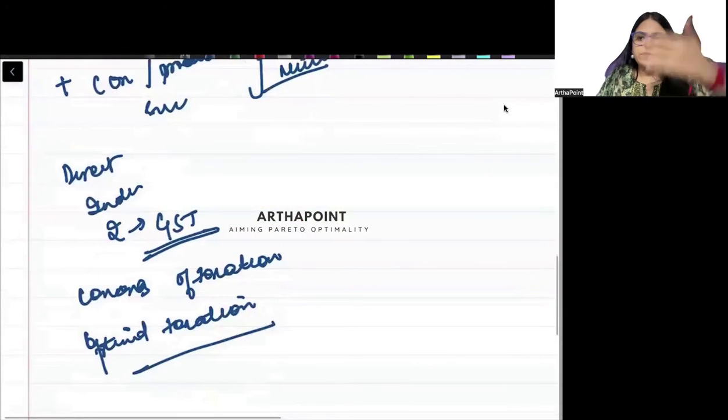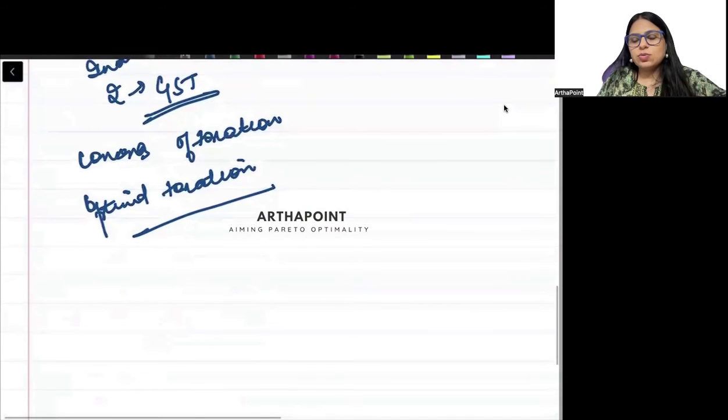Keep the syllabus in front of you. अगर कोई topic नहीं मिल रहा है, let me know. Ask me, ma'am, where can I find this topic? Please tell me, where can I read this topic from?